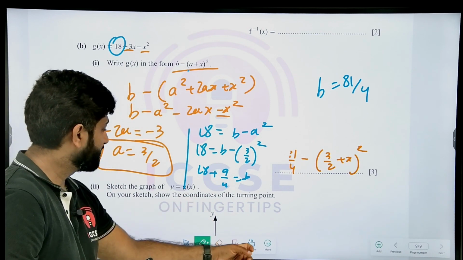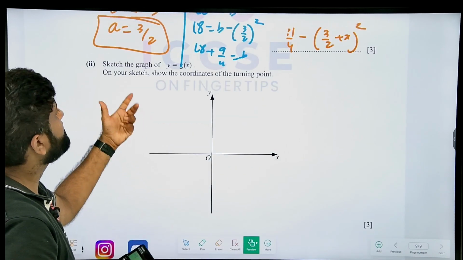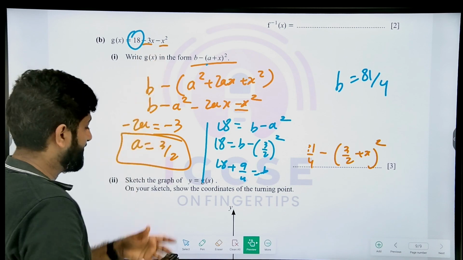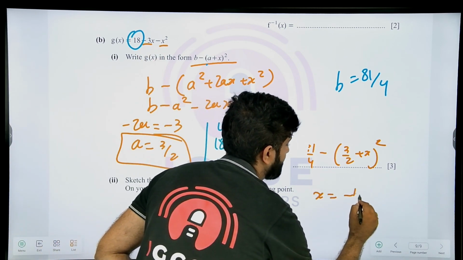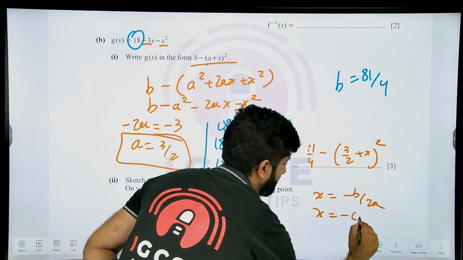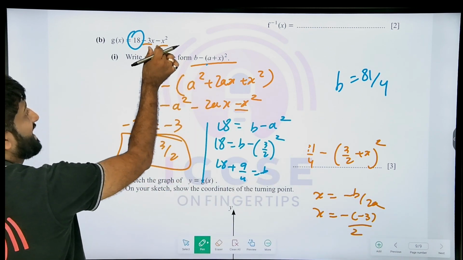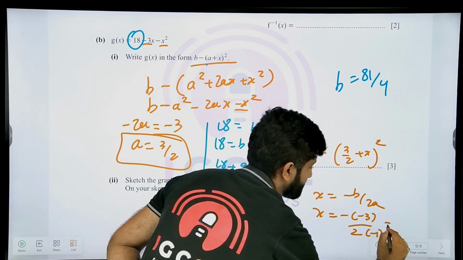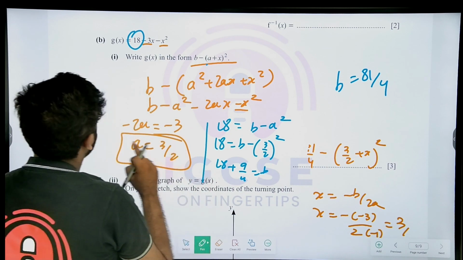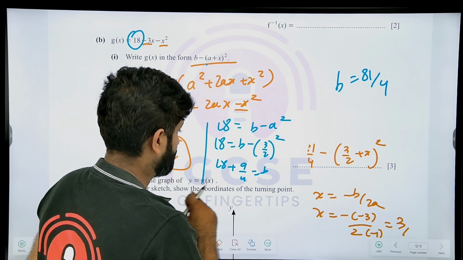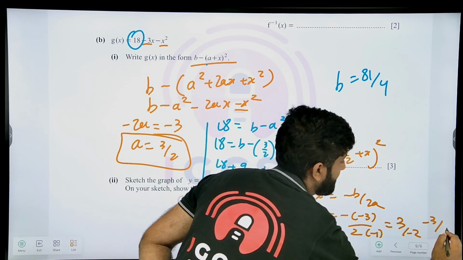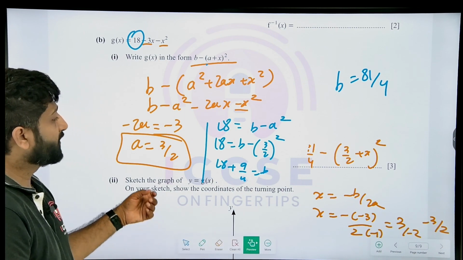Now, next part, what I have been told is to sketch the graph indicating the turning points. Right, again, what are the turning points? Let's say I'll simply use the formula. Turning point is minus b over 2a. What is my b, guys? b is minus 3. So minus 3 over 2 times a. What is a? Negative 1. Just a second, what is b? b is negative 3 and a is negative 1. So minus minus plus, and this is minus, yes. So 3 over minus 2, so the turning point is negative 3 by 2.